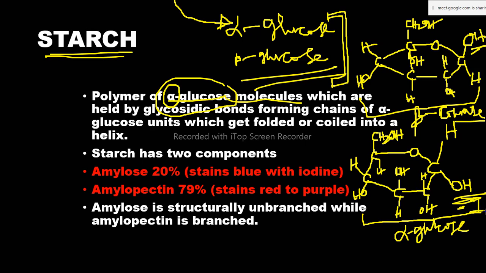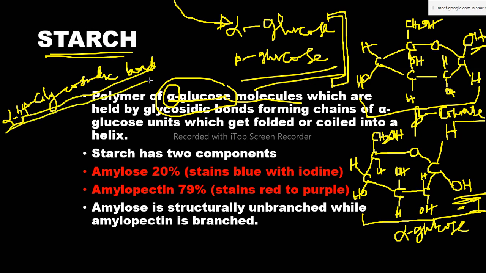Okay, and when these alpha glucose molecules condense, they form what we call an alpha 1,4 glycosidic bond. Is that okay? And now it is this alpha 1,4 glycosidic bond that is now going to hold the glucose molecules close together in starch.